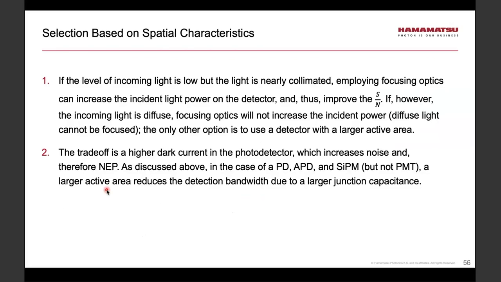Please note that when you use a silicon photomultiplier, one should not focus light to a spot on the SiPM because you're going to limit its dynamic range. So after the lens, one should then use a diffuser to diffuse the light impinging on the device.